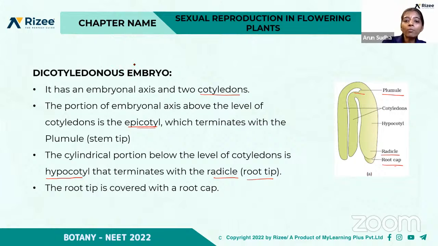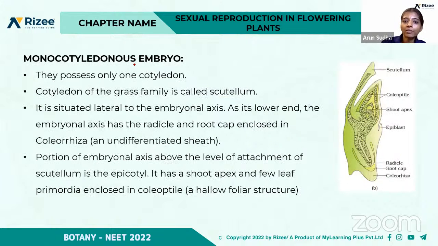And what about the monocotyledonous embryo? We already saw this under angiosperms, right? So I hope you are clear with these terms: epicotyl, hypocotyl, radicle, and plumule. Here they possess only one cotyledon, and the cotyledon of the grass family is called the scutellum. So this is the scutellum which is present in grass, and it is situated lateral to the embryonal axis.